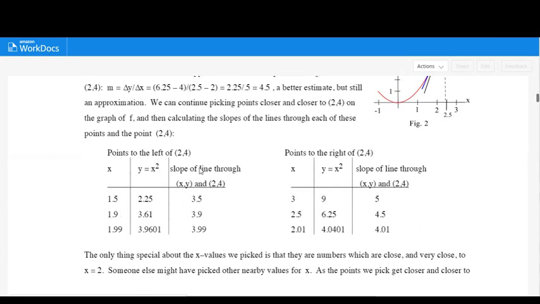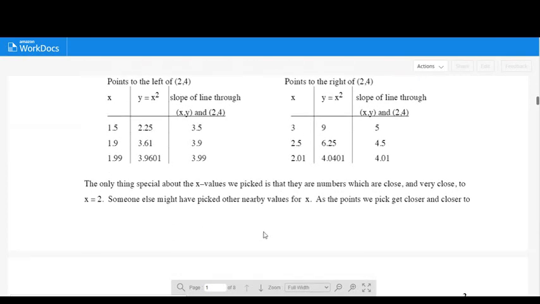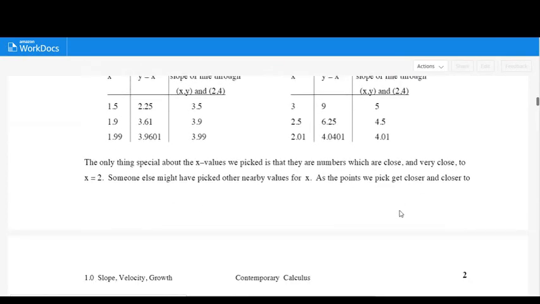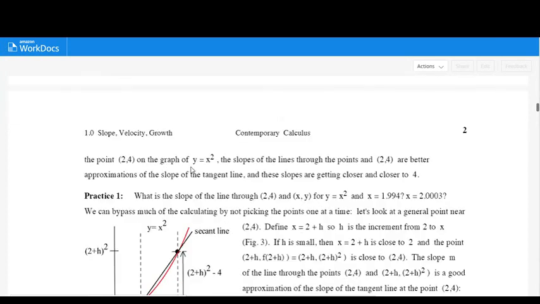So now, upon observing here, dito sa mga answers ng slopes at saka dito kay x, okay, the only thing special about the x values we pick is that they are numbers which are close and very close to x equals 2. So this one is closer to 2, here is also, ito si 3 close, and here closer to 2. So someone else might have picked other nearby values for x. As the points you pick get closer and closer to the point (2, 4) on the graph of y equals x squared, the slopes of the lines through the points and (2, 4) are better approximations of the slope of the tangent line.